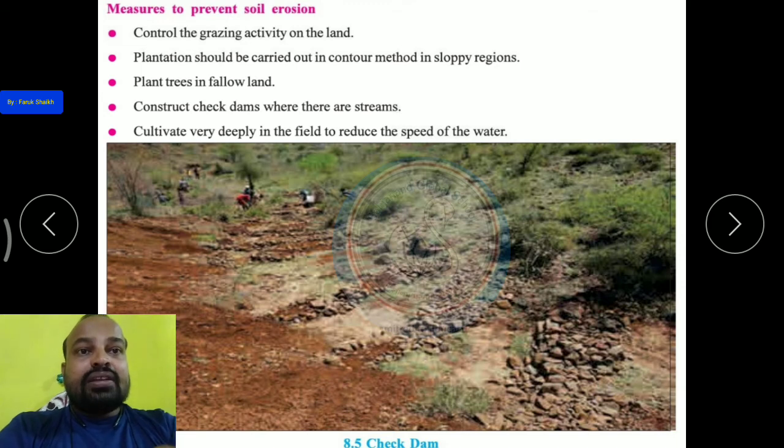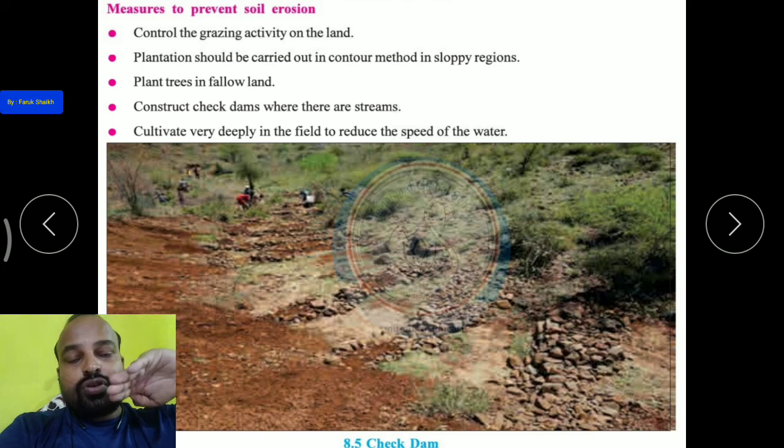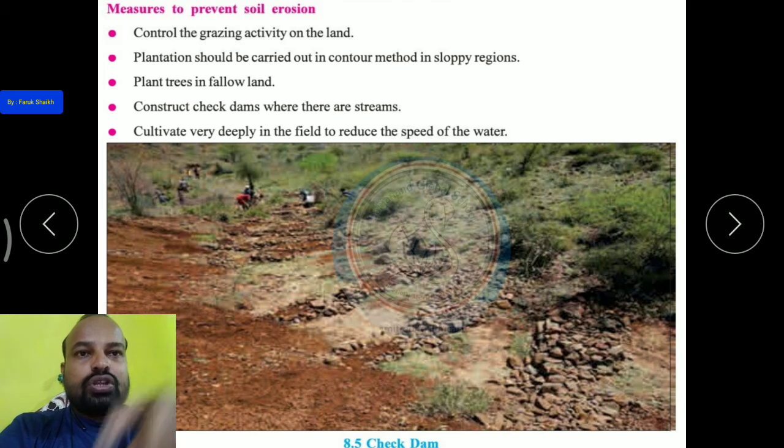Second, plantations will be carried out by the contour method in the sloping regions. In the sloping regions, plants and trees should also be grown. Because of the tree plantation, there will be no very speedy water flow. And the roots of the trees will hold the earth structure very tightly. It will also prevent soil erosion.